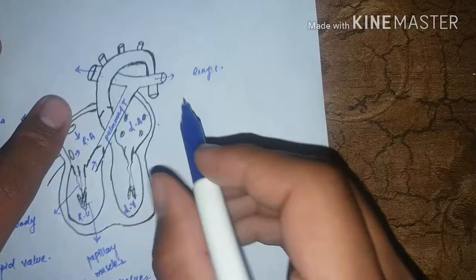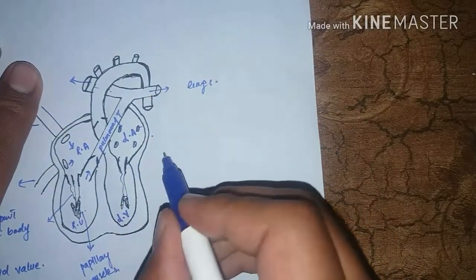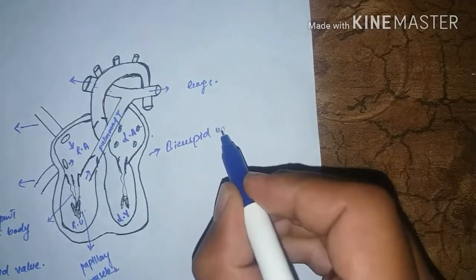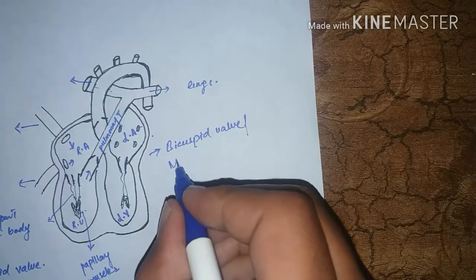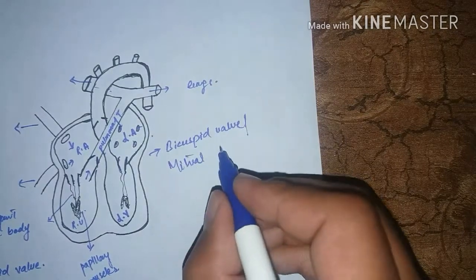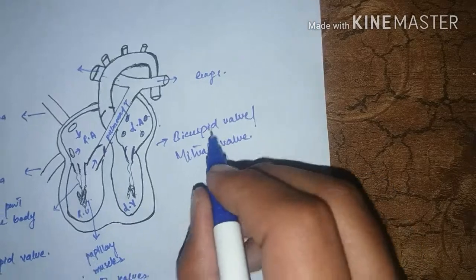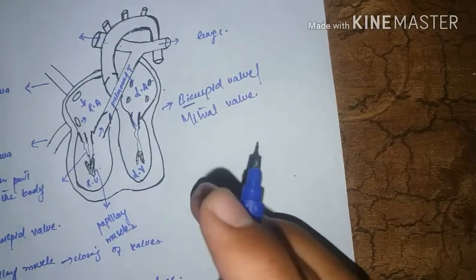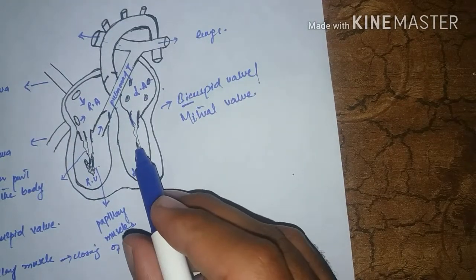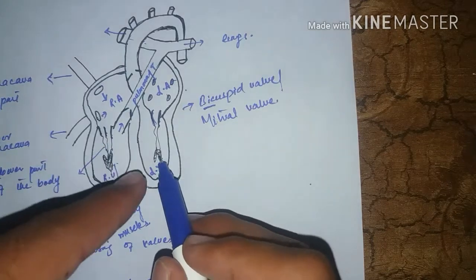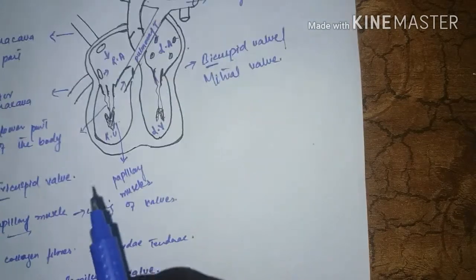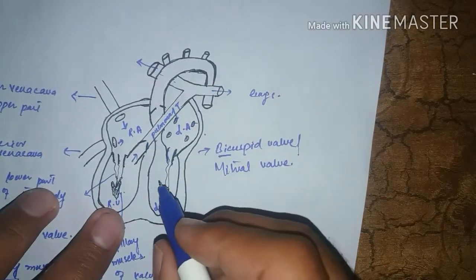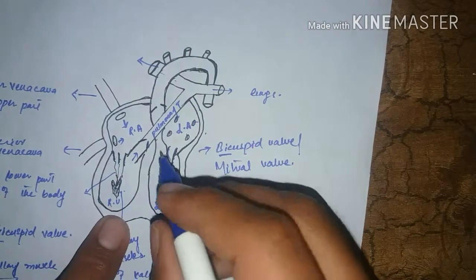There is another valve on the left side. This valve is known as bicuspid valve, or this valve is also known as mitral valve. Bicuspid because it has two flaps. There are also papillary muscles, and they help in the closing of this valve for preventing the backflow of blood when ventricles are pumping it to the outside.